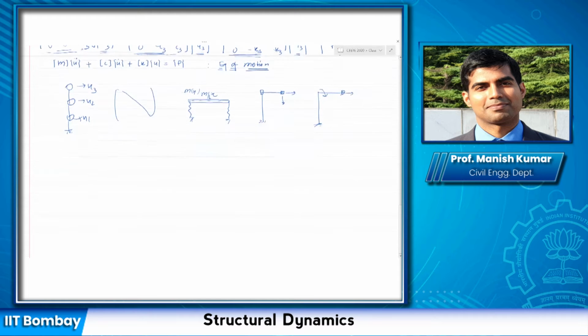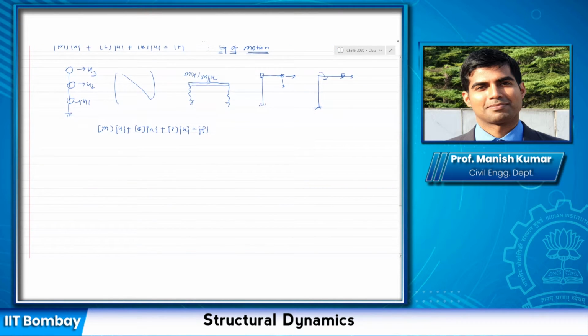So once you have understood this, we are basically writing down our equation of motion in this form: M times Ü plus C times U̇ plus K times U is equal to P. Now we have considered the frame representation, but the same thing can also be considered in the spring mass damper representation.